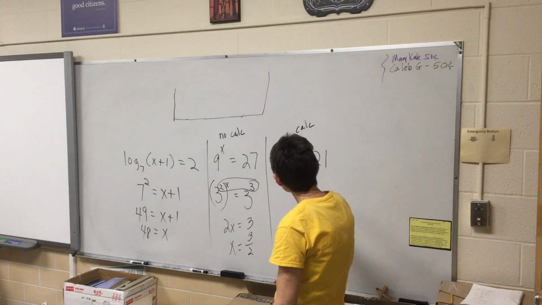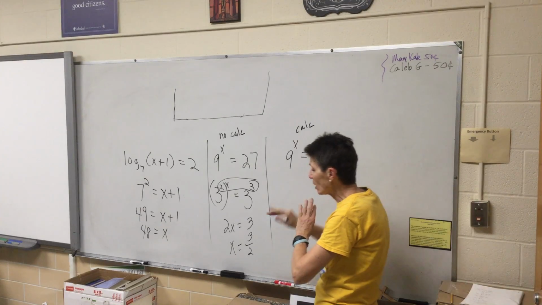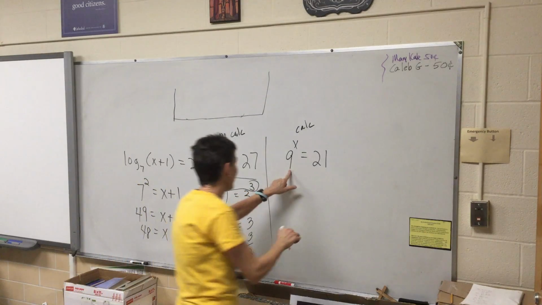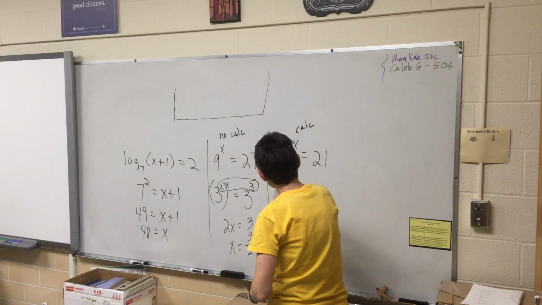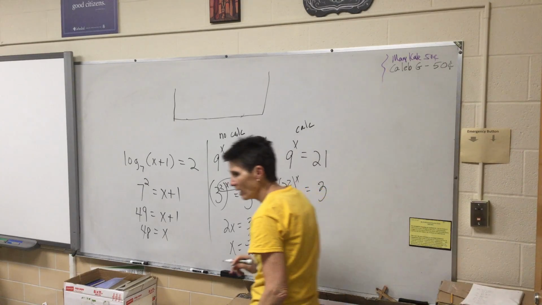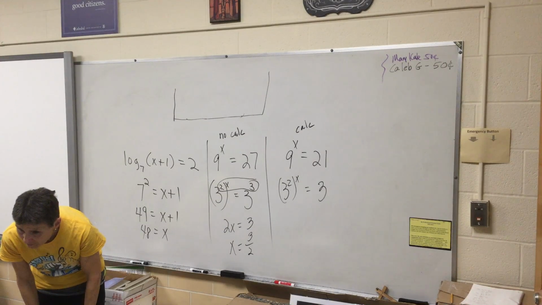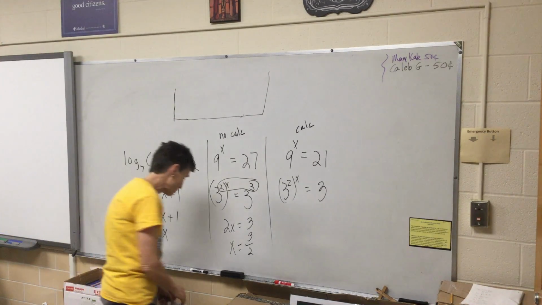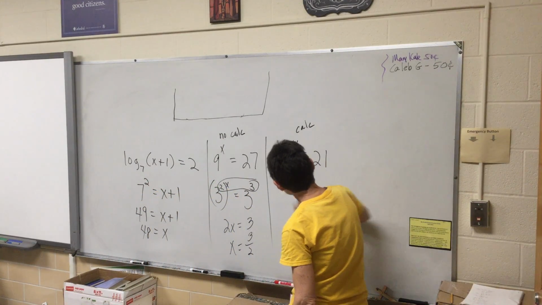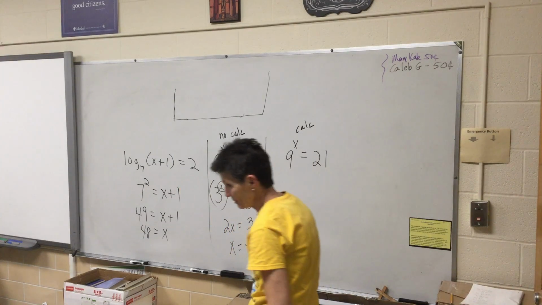Now, you look at this review problem. This is a whole different situation, because you can still make 9 3 squared. You can still do that. But can you do that with 21? Can you make 21 3 to something? No. So that procedure, that method, isn't going to work. We're going to need to use our calculators.